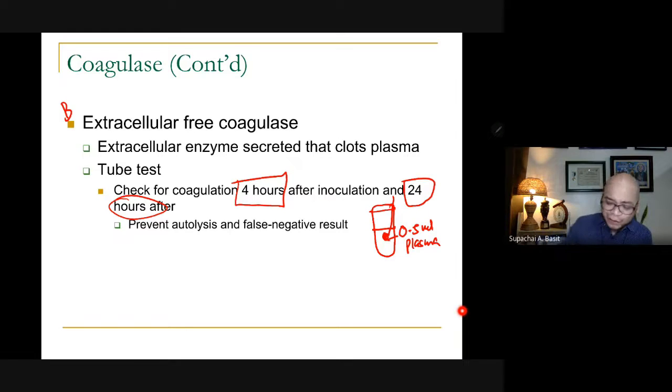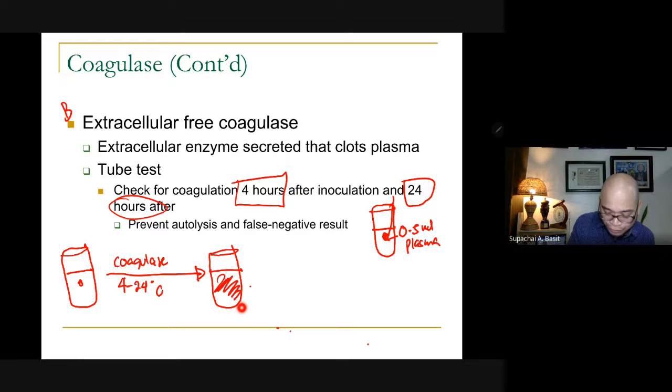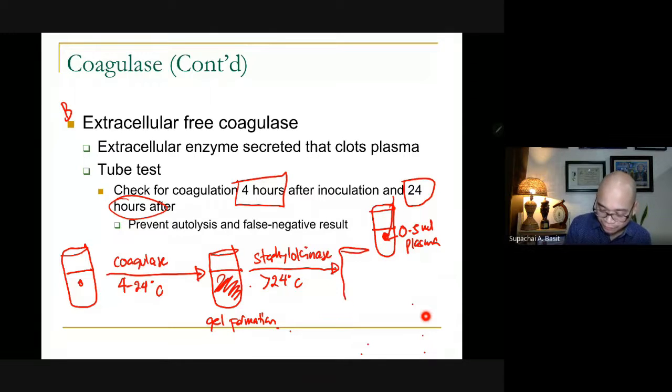You know why? Because after 24 hours, let's say, for example, this is the tube. Between 4 to 24 hours, coagulase is produced. So if coagulase is produced, there would be what? There would be gel formation. But after 24 hours, the organisms will now produce staphylokinase. Staphylokinase will dissolve the clot. Therefore, if you check the result after 24 hours, this will result in a false negative result.